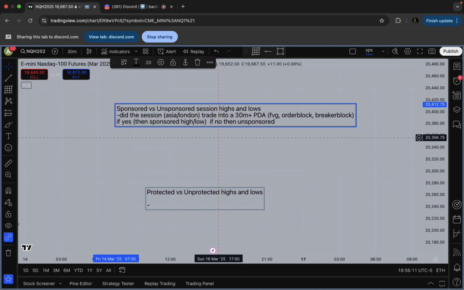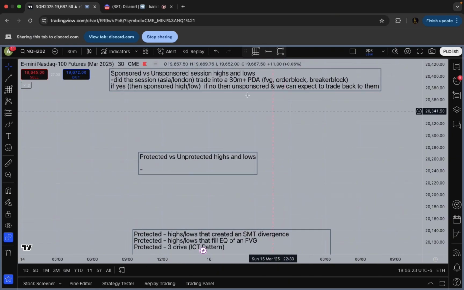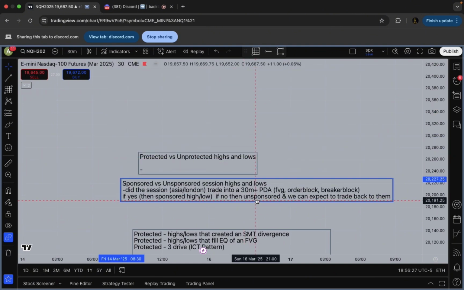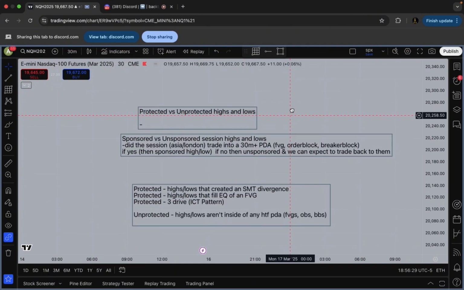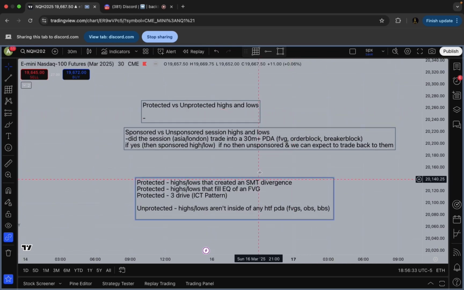So the unsponsored are good draws on liquidity, and if they're sponsored, it's kind of like trading against equal highs or lows. You just don't want to trade against them. This is something I just keep in the back of my head when I'm trading, and I always just have them marked out. But it's not like, oh, this low or high isn't sponsored, that's the only target I'm gonna have for today, even if the whole day's price action tells me otherwise. No, I don't trade it like that.